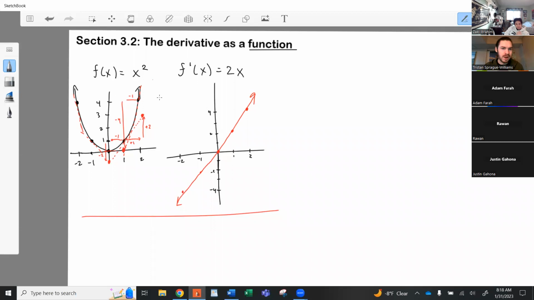But I was trying to help you guys make the connection that it's not just because you happened to get 2x from the derivative process that this is that graph. This graph also has a connection to the original graph, in terms of outputs being the same as the slope values. Does that make sense? Yeah, thank you. Yeah, good.